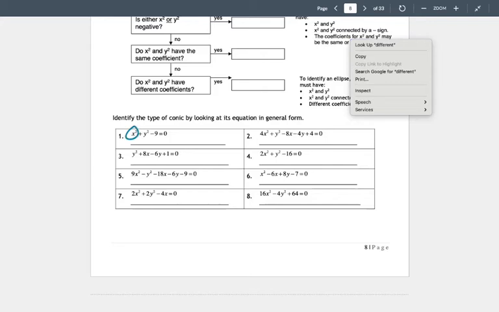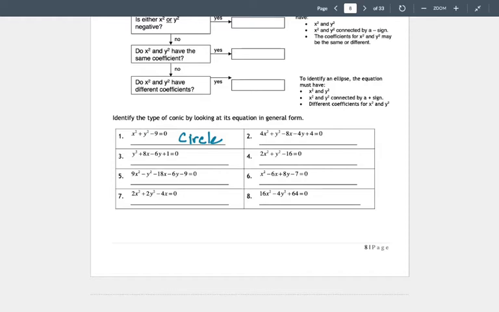Okay, so on this one we have an x squared and a y squared. They have the same number in front. They're both the same sign, so that's a circle. Okay, on example 2, we have the same sign but different coefficients, so that's an ellipse. On number 3, we just have a y squared, no x squared, so that's a parabola. On number 4, we have both an x squared and a y squared, same sign but different numbers, so that's an ellipse. On number 5, we have an x and a y squared, different signs, so that's a hyperbola.